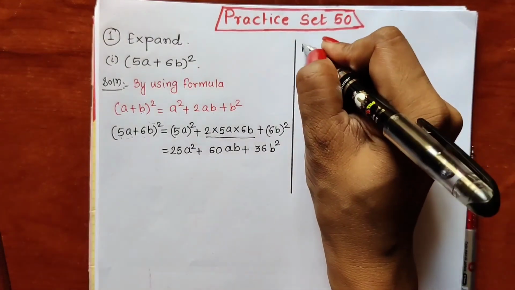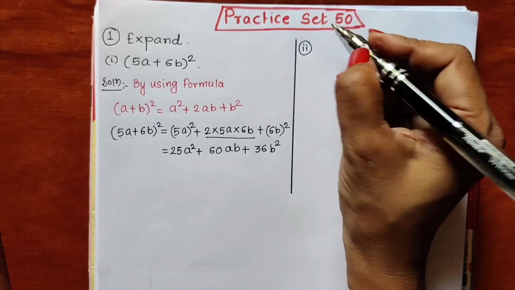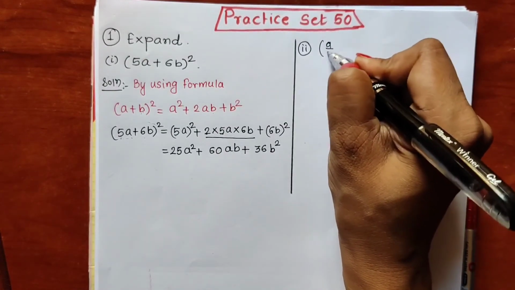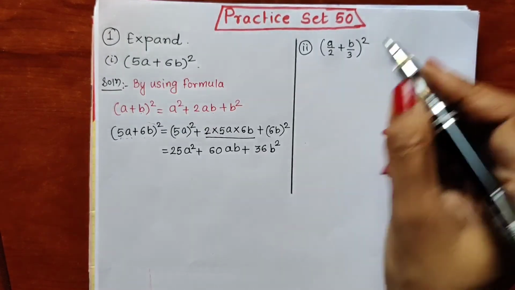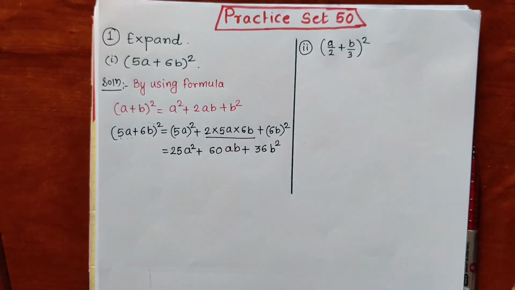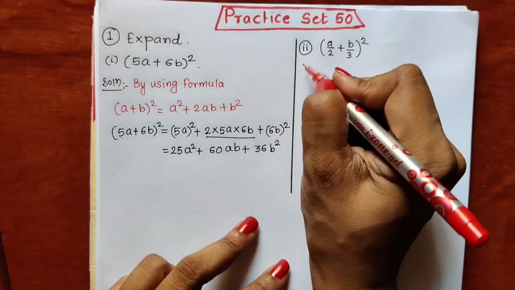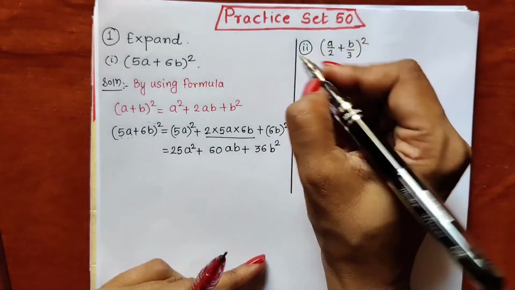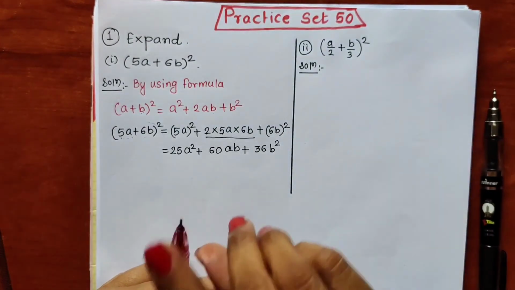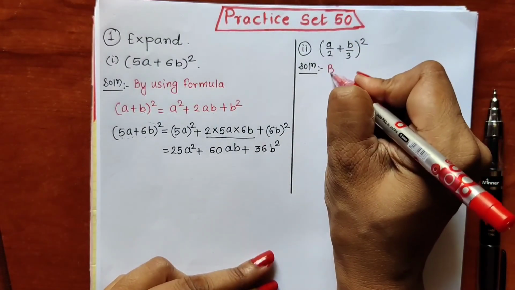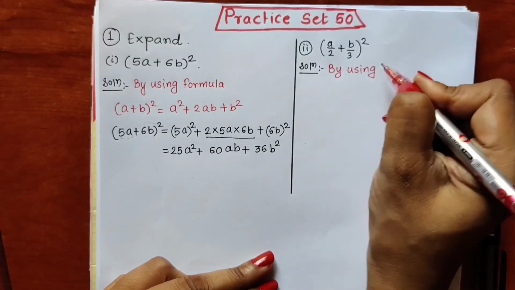Now second sum. (a upon 2 plus b upon 3) whole square. Again binomial whole square. Again plus sign is there in between. We will be using the same formula. We will start our solution by using formula. We can say it as identity also.